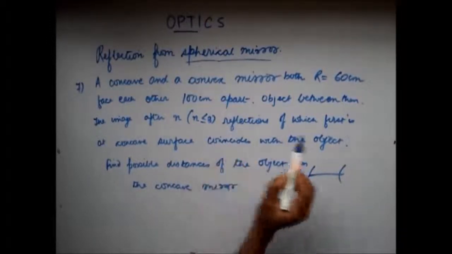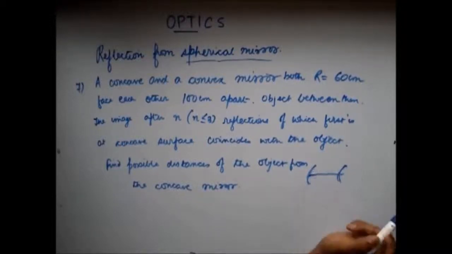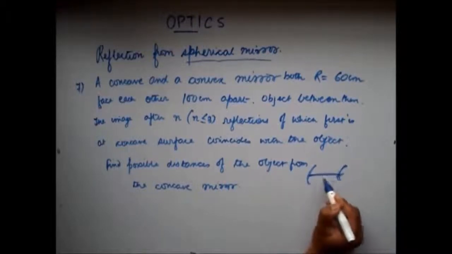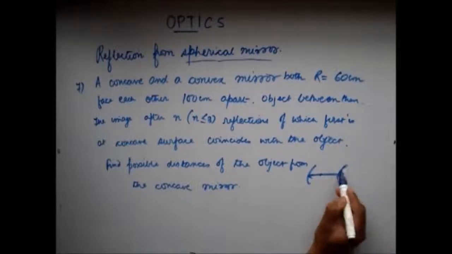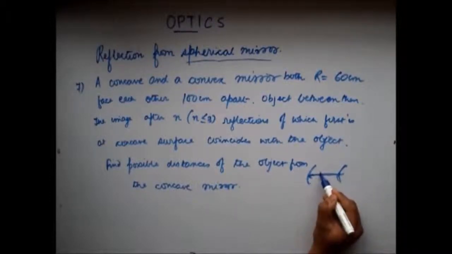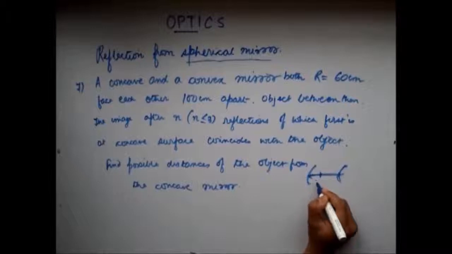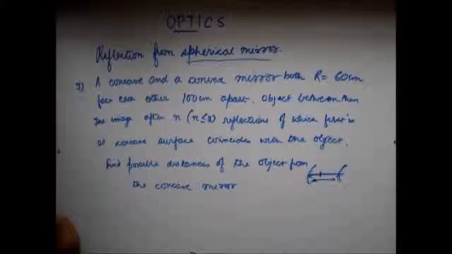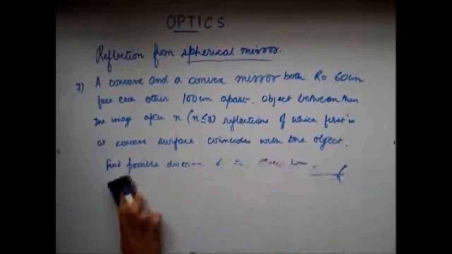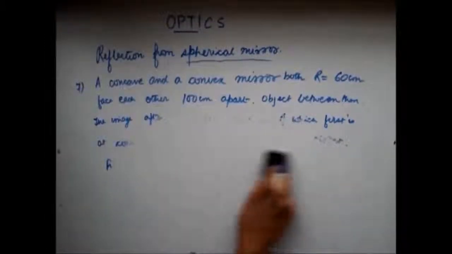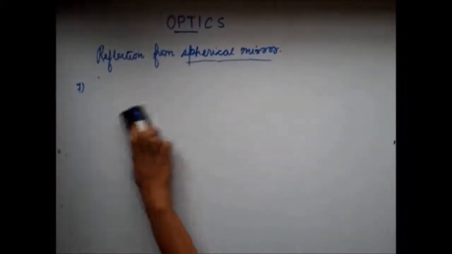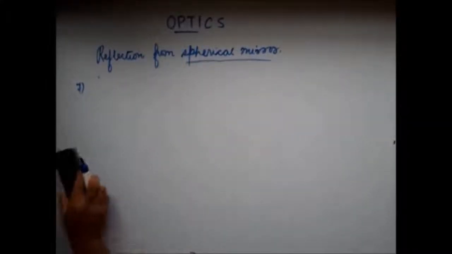My question is, there are two mirrors, one is concave, one is convex, both having a radius of curvature of 60. The distance between them is 100 centimeter. Somewhere here the object lies such that after n reflections, the final image coincides in position with the object. So the question is, where is this object kept on this axis? Okay, very simple question, isn't it? So let's see how to find the solution of this question. The question is a very good question indeed, so I hope you will try this question on your own first.